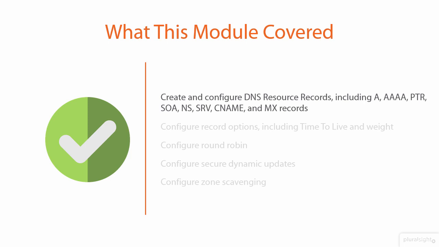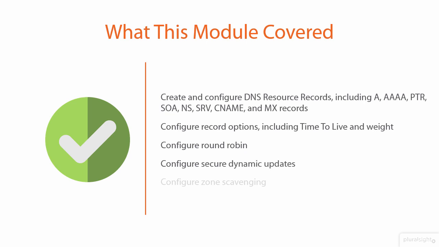We took a look at all of them and some of the special configurations that exist for a few key ones as well. We looked at some record options, including time to live, weight, and priority configurations, and we configured round robin for our file server, noting that in most situations, round robin is only configured when you have stateless servers, generally web servers, that you want to load balance incoming clients across.